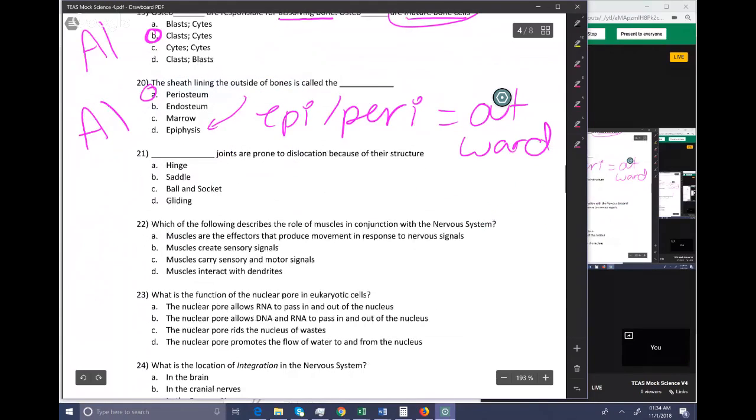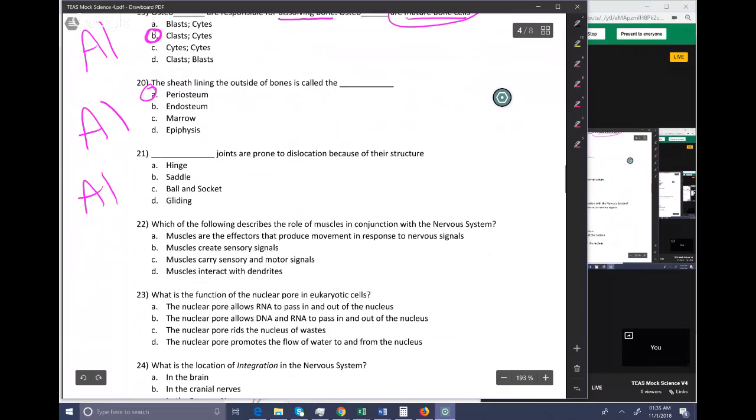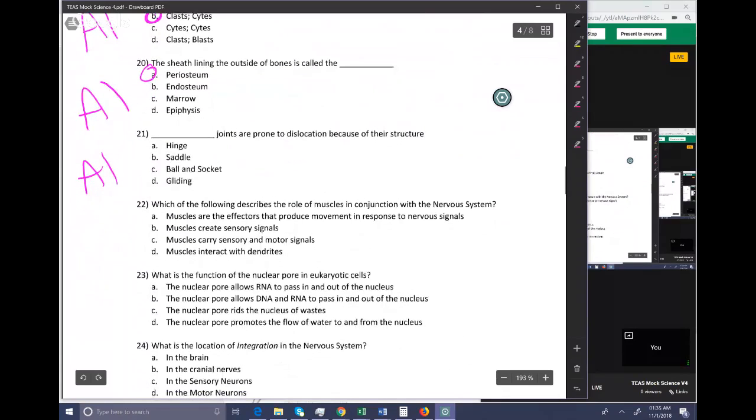21 is from Anatomy 1 as well. I swear this whole test is not Anatomy 1, but we did put them all together here. What joints are prone to dislocation because of their structure? That is ball and socket, the hips and the shoulders.